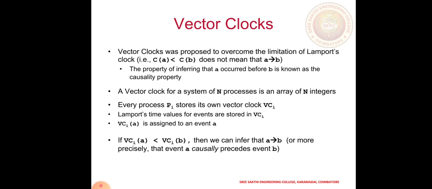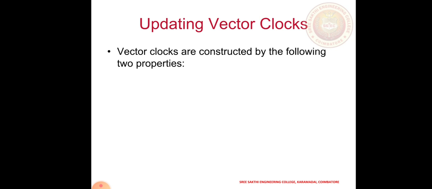Every process follows its own vector clock, known as VCi. The Lamport time values for events are stored in VCi. So the Lamport timing is stored in a VCi, and that VCi of A is assigned to the event. So every event has its own vector clock. If VCi of A is less than VCi of B, then we can say that A tends to B. That means VCi of A should be less than VCi of B, then we can say A tends to B. So the vector clock is a very important thing.